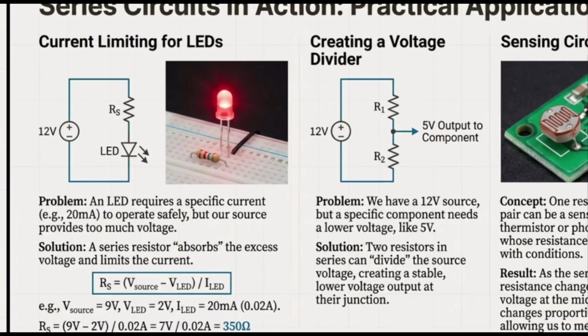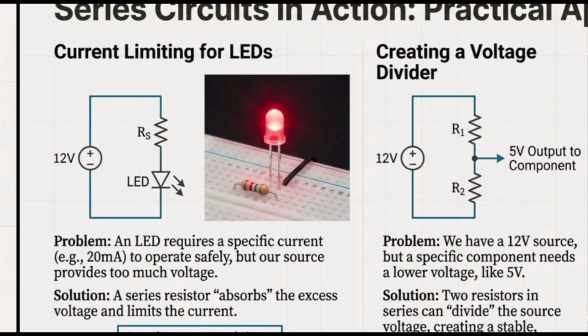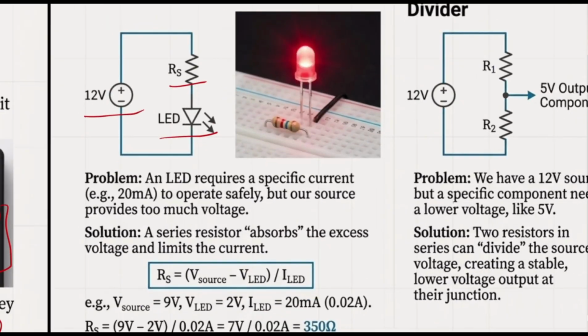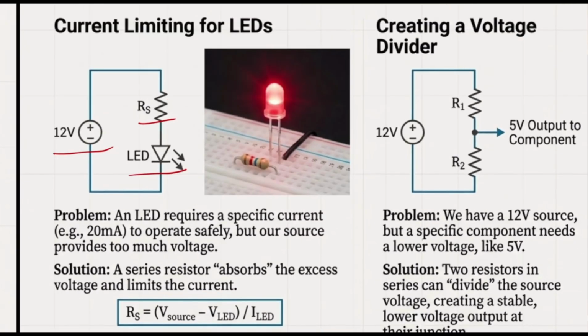Right now, I do have my voltage source as 12 volts. I do have a resistor. I do have something called an LED, light emitting diode. This is a very important component in electrical circuits, and it has a specific formula attached to it. But right now, just assume it is a lamp, right? The lamp is connected to the circuit, and I'm going to turn it on, right? So the problem that we do have right now is that an LED requires a specific current, for instance 20 milliamps, to operate safely, but our source provides too much voltage.